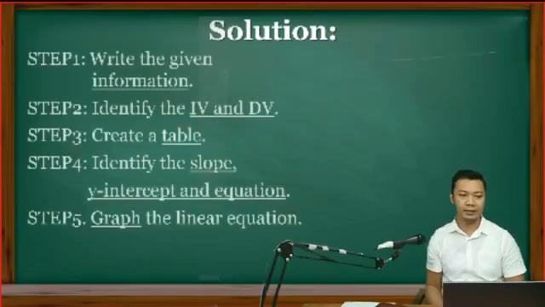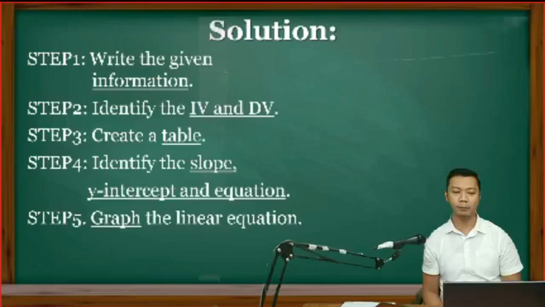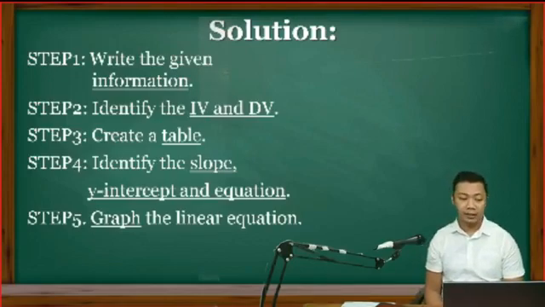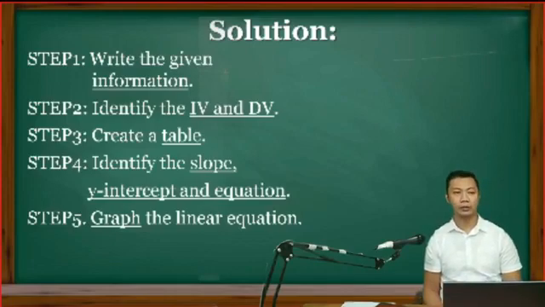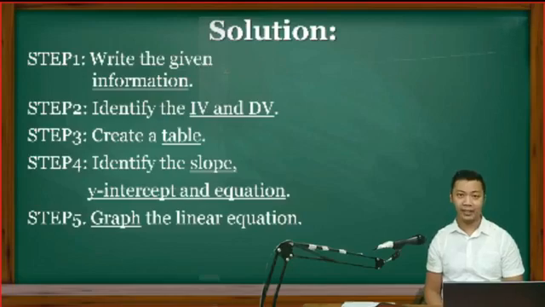Okay, again, this is the solution. Step 1, write the given information. Step 2, identify the IV and DV. Number 3, create table. And step 4, identify the M, the B, and the equation. That's slope and the y-intercept, and the equation, also our function. And lastly, step 5, graph the linear equation.